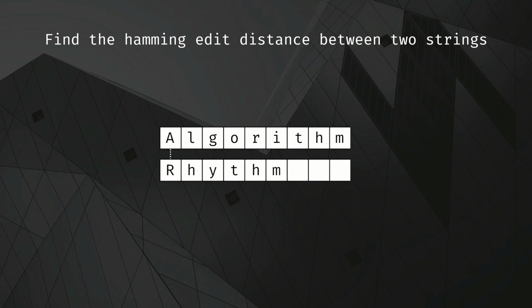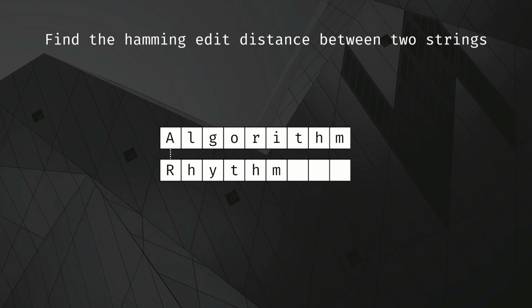Algorithm and rhythm. Well, notice that these two strings have differing lengths. Rhythm has 3 fewer characters than algorithm. How the Hamming edit distance algorithm works with these two strings is that it takes into account the number of additional characters in the longest string and starts by comparing the first character of each string and then it moves on to the next.